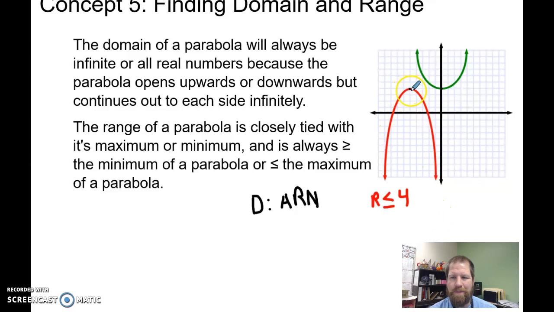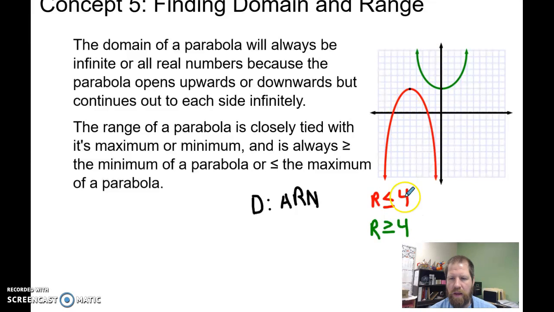Okay, this is the maximum value, so every other part of the parabola is less than or equal to 4. Okay, same with this one, except now I've got a minimum, so the range on that one is going to be greater than or equal to 4, because all of my parabola is above that minimum.